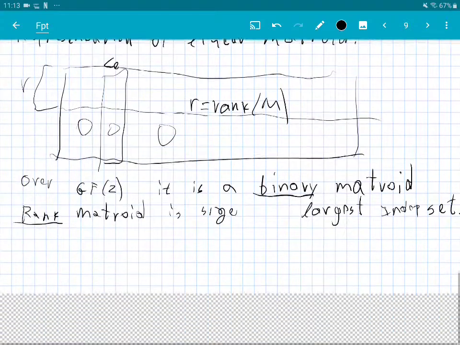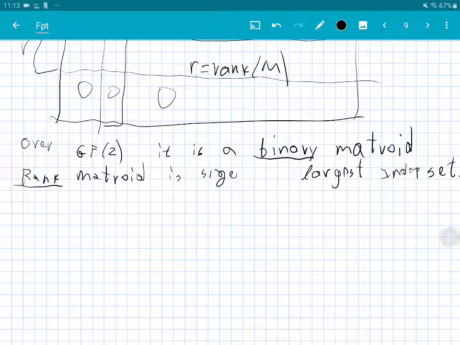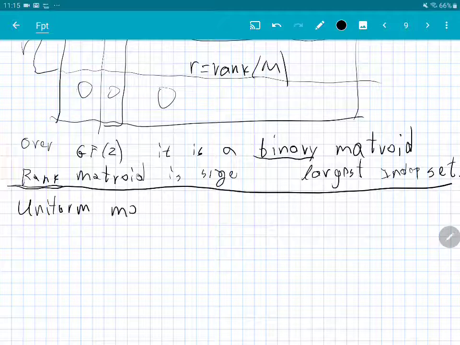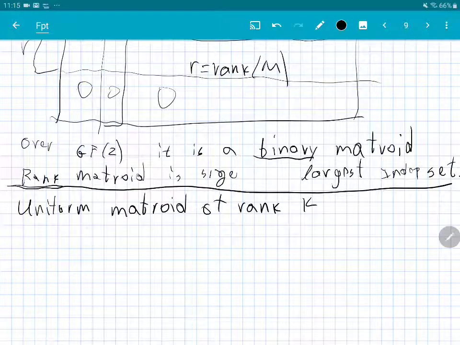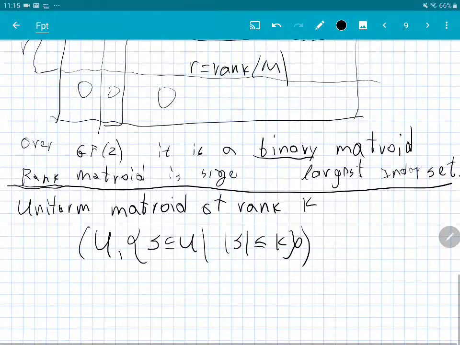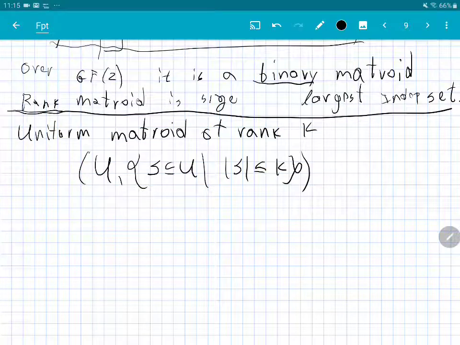Okay, the next thing I want to talk about is uniform matroids. A uniform matroid of rank k is what you would think it is. It's just a ground set U, and all subsets S of U such that the size of S is at most k. Not a very interesting matroid. It's clearly a matroid: it's hereditary, it contains the empty set, and the exchange property is also immediate. It's a special case, in fact, of a partition matroid.